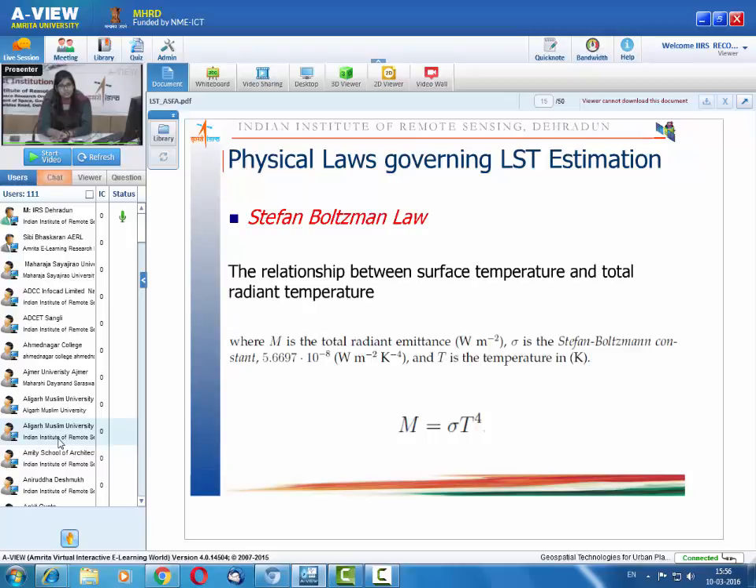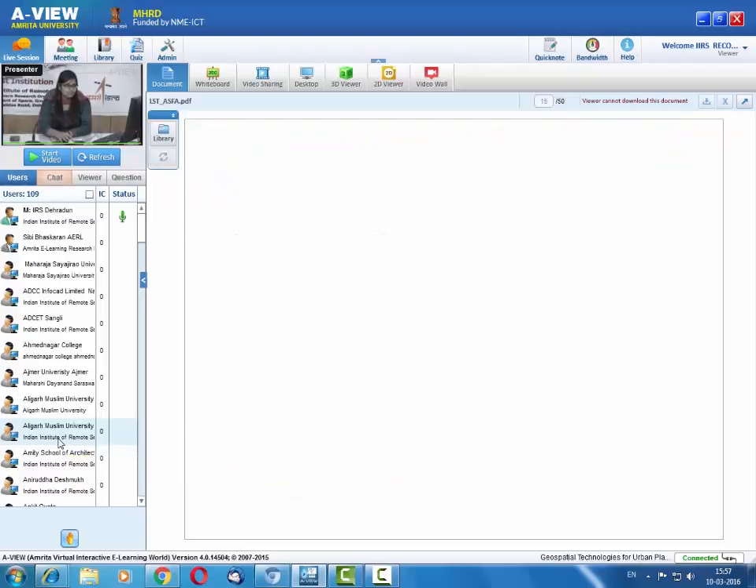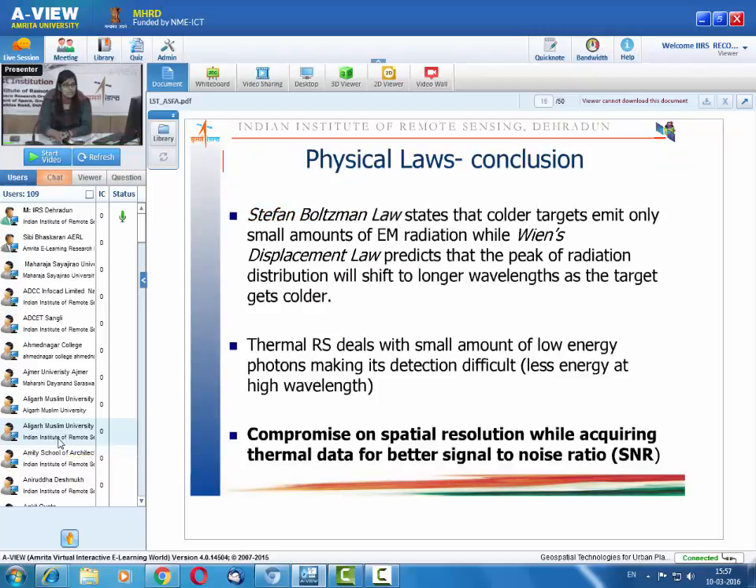Third is the Stefan-Boltzmann law. It tells you the relationship between the surface temperature and the total radiant energy: the total radiant energy is proportional to the fourth power of the surface temperature. What it states is that colder targets emit only a small amount of electromagnetic radiation, and Wien's displacement law predicts that the peak of the radiation shifts towards the longer wavelength when the target is getting colder.